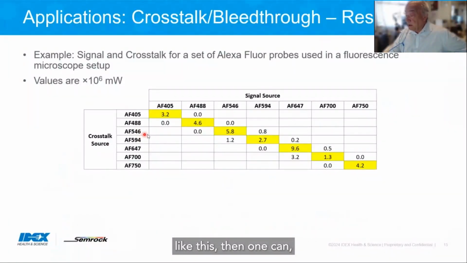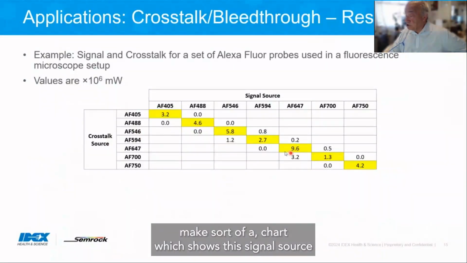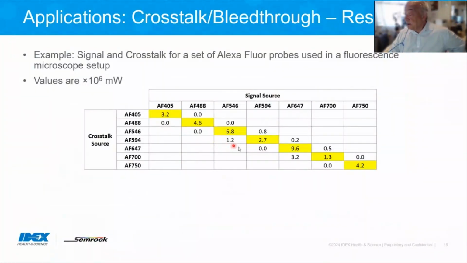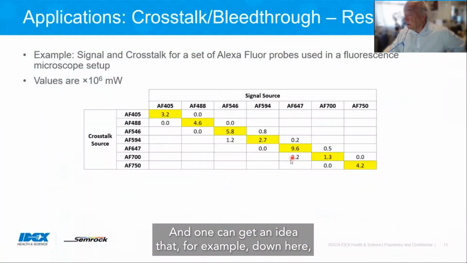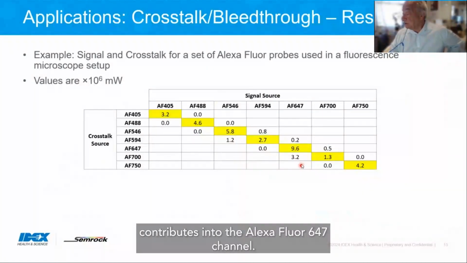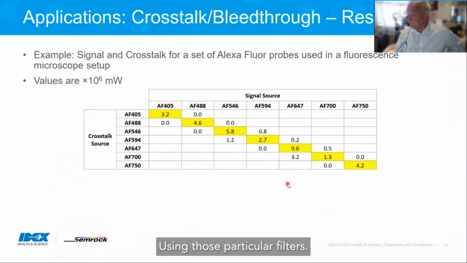If one has, for example, a whole set of Alexa Fluor probes like this, then one can make a chart which shows the signal source and how much each crosstalk source contributes, and one can get an idea that, for example, down here there's about a 30% crosstalk taking place, which Alexa Fluor 700 contributes into the Alexa Fluor 647 channel using those particular filters.